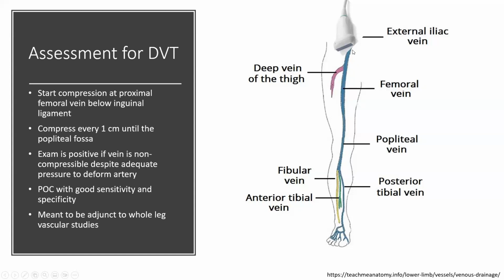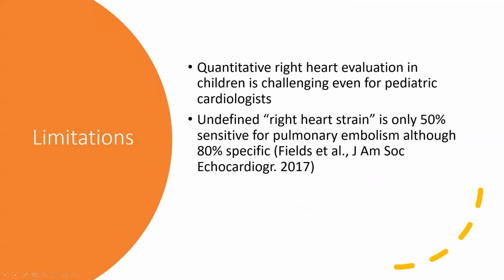So start at the common femoral vein. Every centimeter you're compressing with enough force to make the artery compress a little bit. And then if you're not compressing the vein, then that's potential evidence of a lower extremity DVT. All right, so all this is with the caveat that quantitative right heart evaluation is tough for everybody, even for the experts.